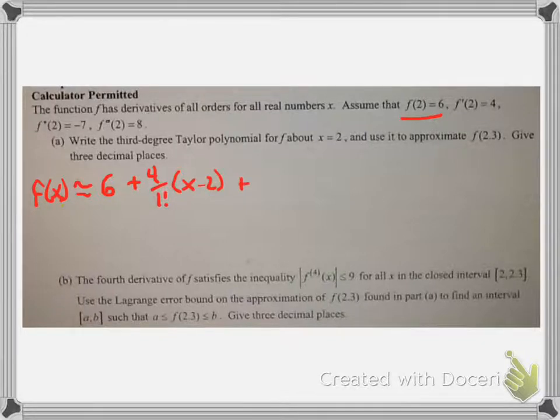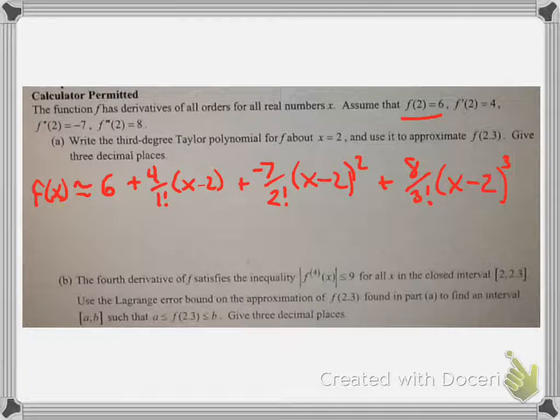And then plus, we're going to take the second derivative, which is negative 7, and divide it by 2 factorial, and then x minus 2 to the second power. And then one more term, because we want the third degree, so we're going to have plus 8 divided by 3 factorial times x minus 2 cubed. No plus dot dot dot here, because this is an approximation and we are using a finite number of terms, so we don't keep going. We stop at the third degree Taylor polynomial. So that takes care of the first part of the question.